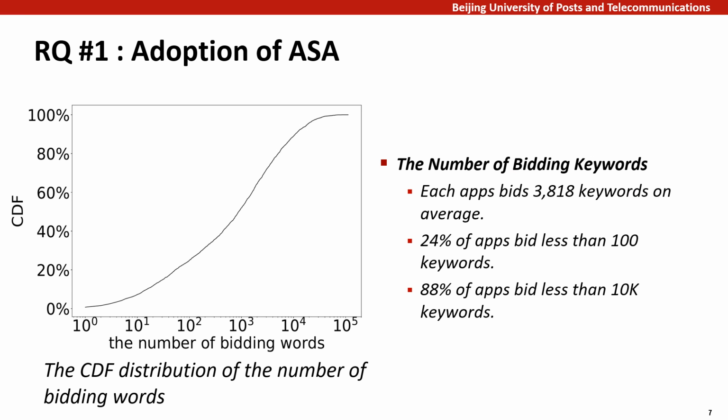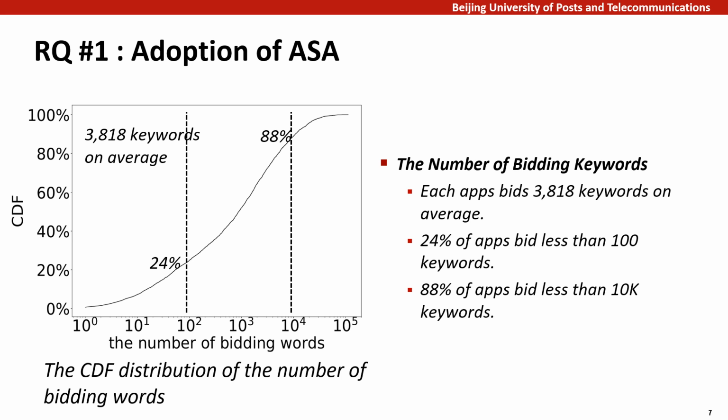We next analyzed the number of bidding keywords covered by each app. On average, each app has bid 3,880 keywords, and this figure shows the overall distribution for all the apps with ASA promotion. About 24% of them bid less than 100 keywords, and 88% of them less than 10,000 keywords.